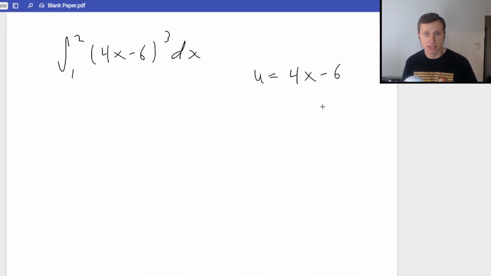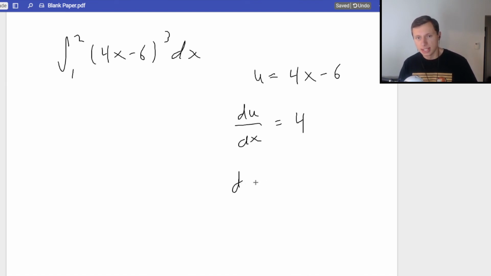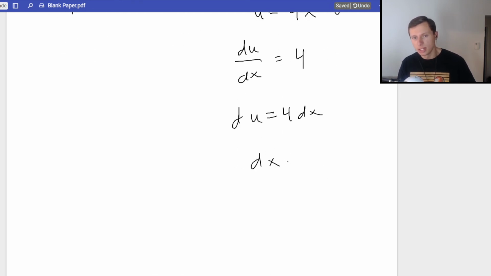It's not every time. A lot of it is trial and error until you start to pick up the pattern of choosing the right u. But in this case, u is going to equal 4x minus 6, which means du/dx, the derivative, is equal to the derivative of 4x minus 6, which is just 4. Then multiply both sides by dx, du equals 4 dx, and divide both sides by 4. dx equals du divided by 4.